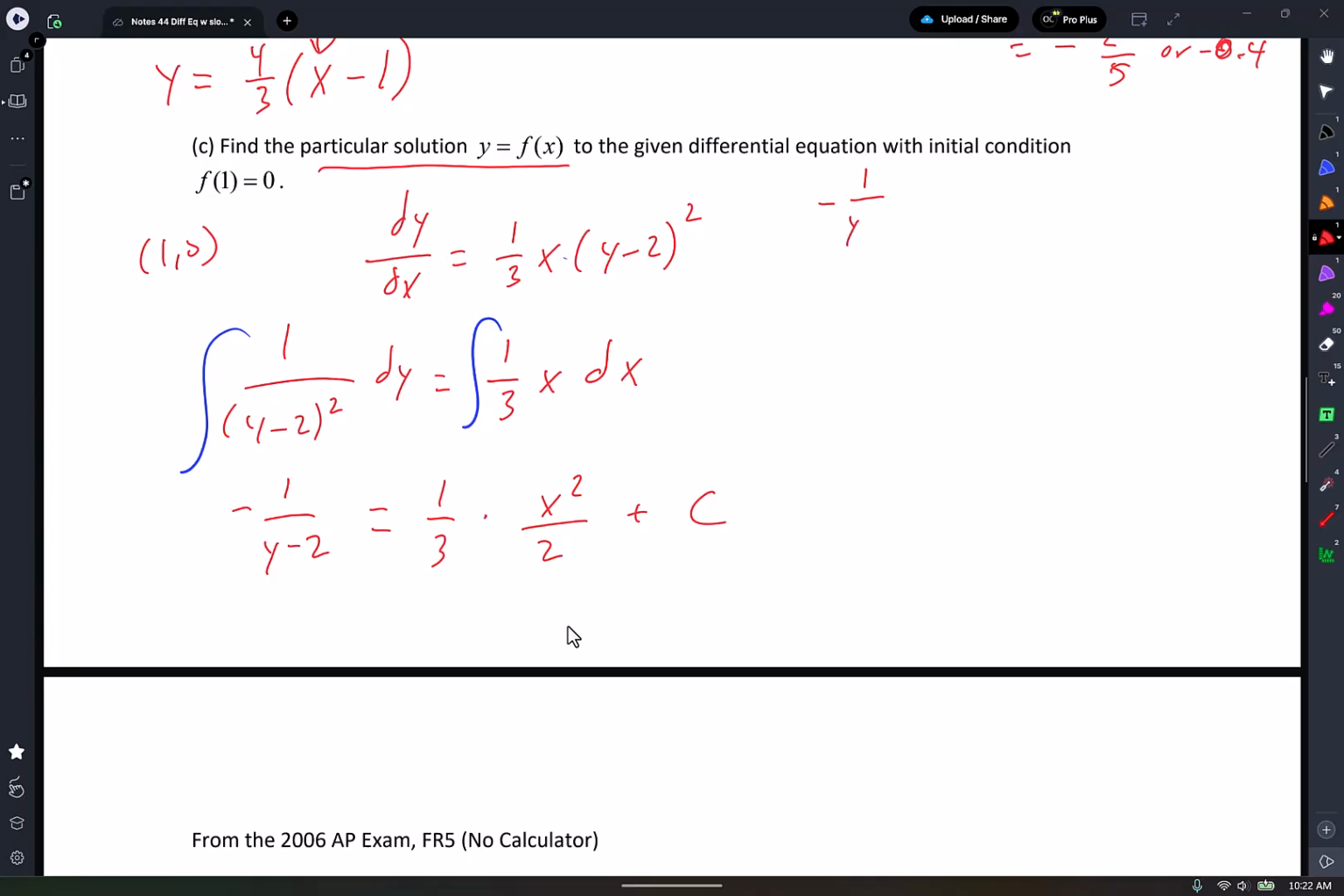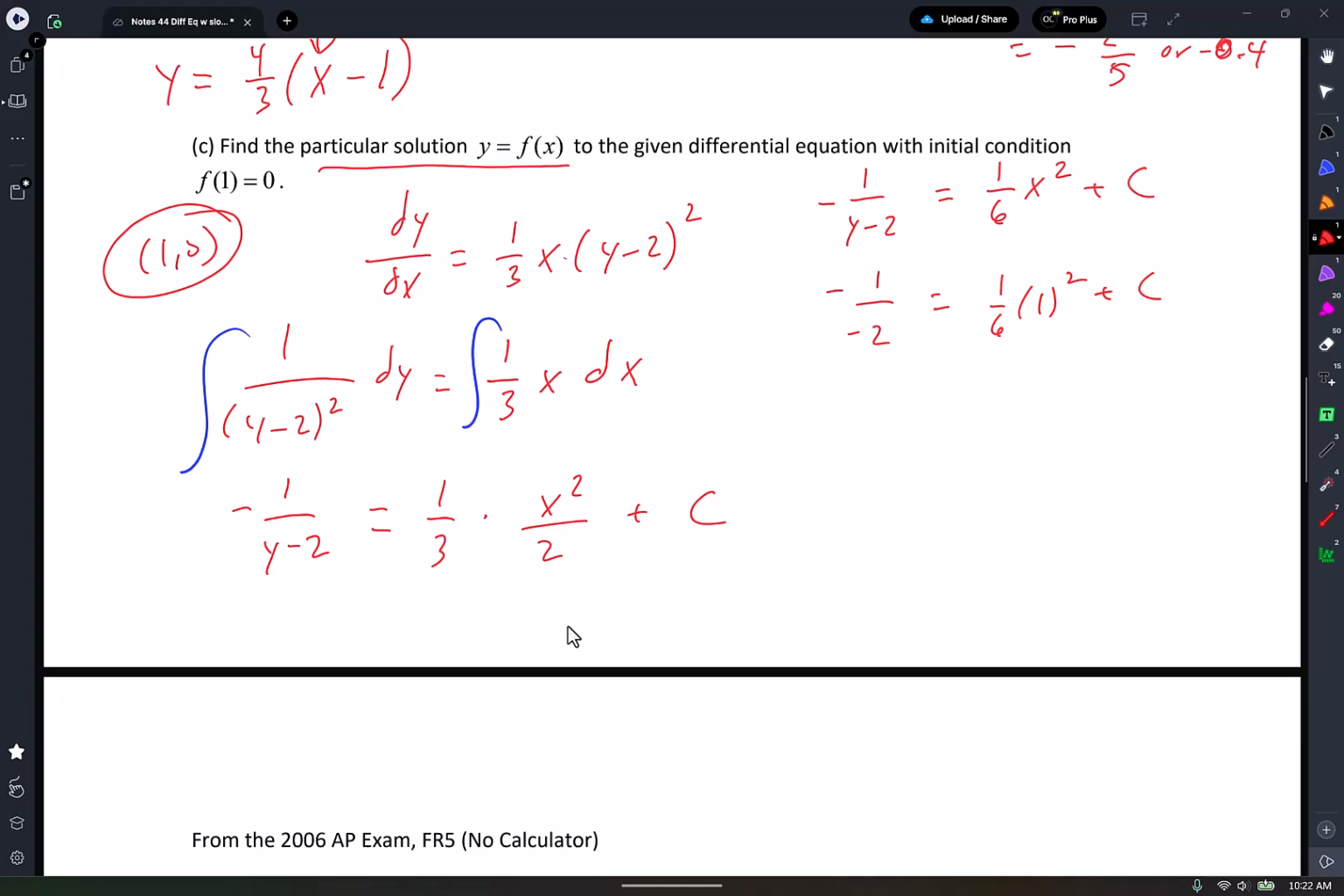Negative 1 over y minus 2. I'm just making it pretty. Equals 1/6 x squared plus c. I haven't done anything crazy. I like to solve for it right here. You saw the last FRQ, how they solve for it at the end. It doesn't matter, whatever you're most comfortable with. I'm going to plug in my (1, 0) already. So if I plug in my (1, 0), negative 1 over negative 2, because 0 minus 2, equals 1/6 times 1 squared plus c.